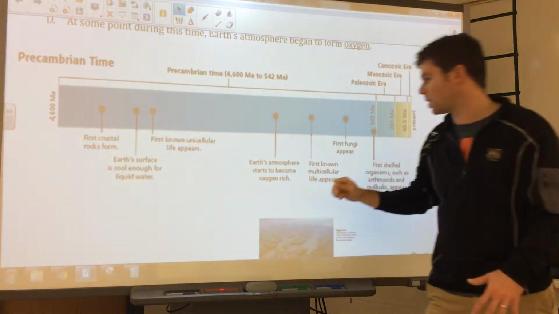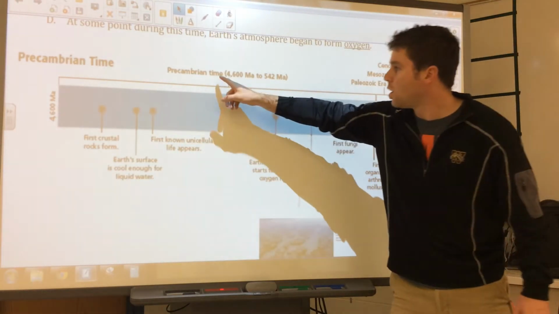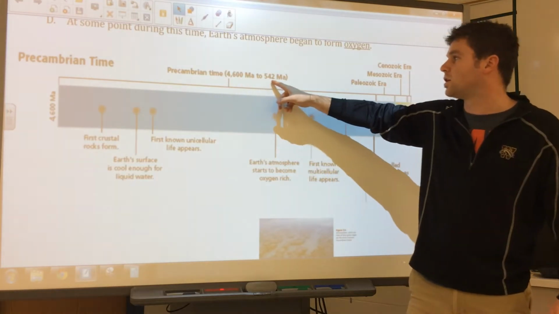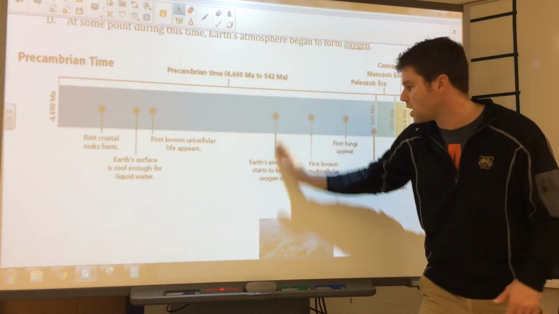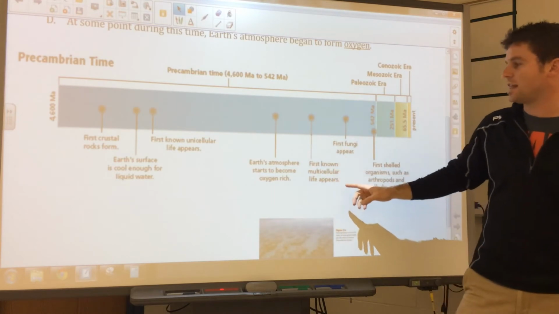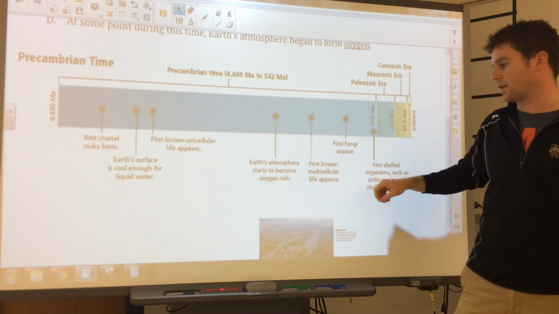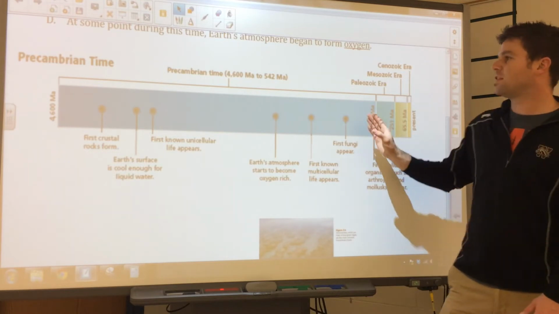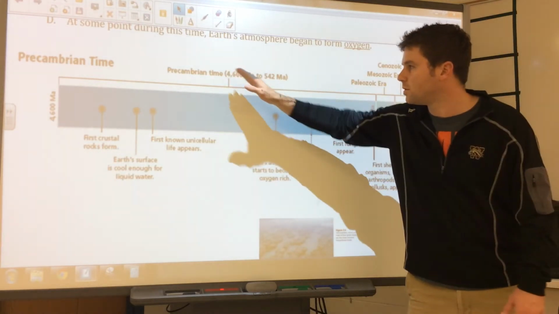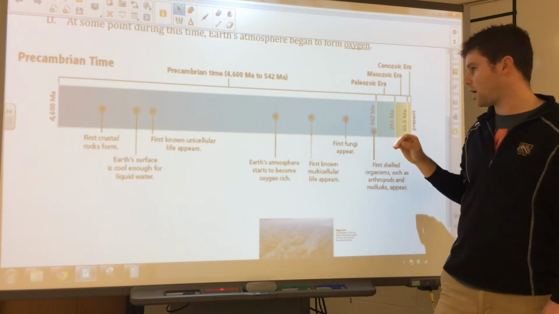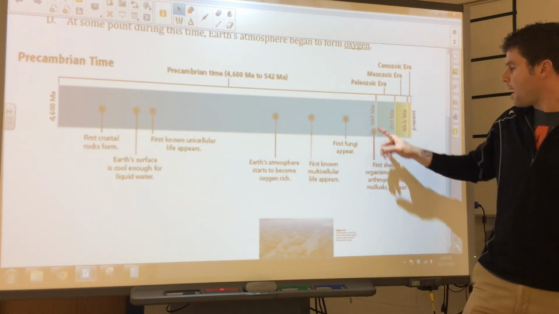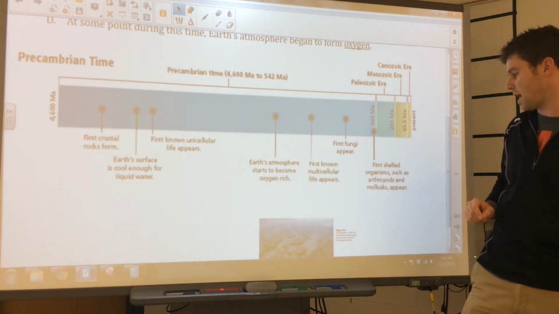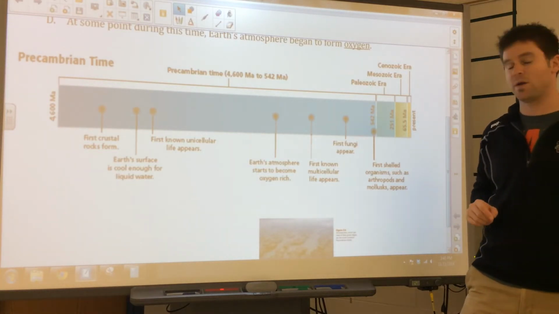We think that's what occurred, and then somewhere along this, right, we're going 4.6 billion or 4,600 million years to 542 million years. We started to get some oxygen in the atmosphere. The first multicellular life appears. The first fungi appear, right? And this is all in this Precambrian era or Precambrian time. And then we see the first shelled organisms such as arthropods and mollusks appear, right?